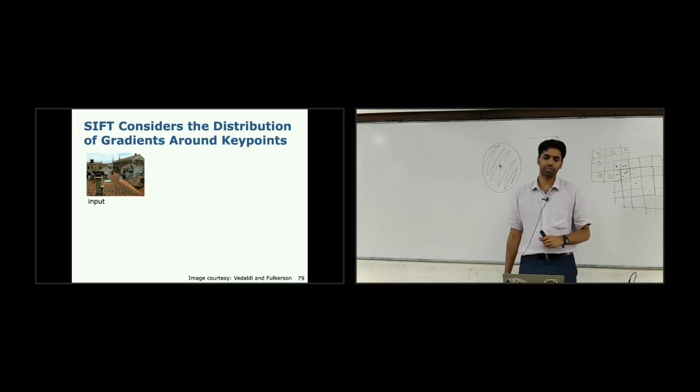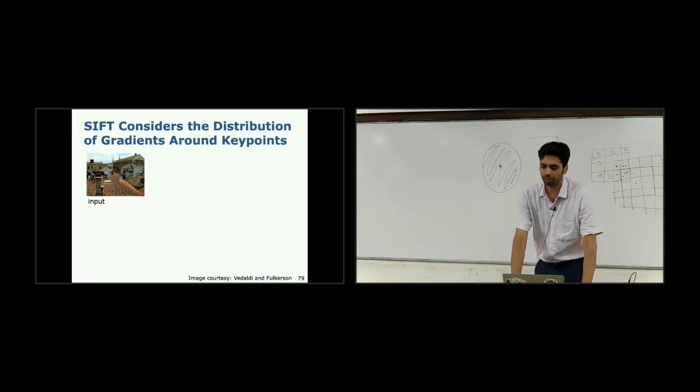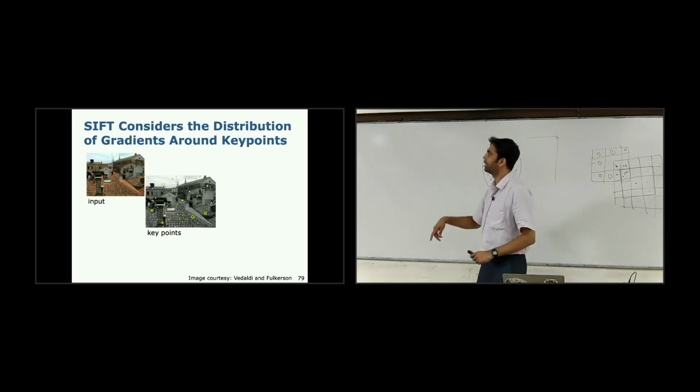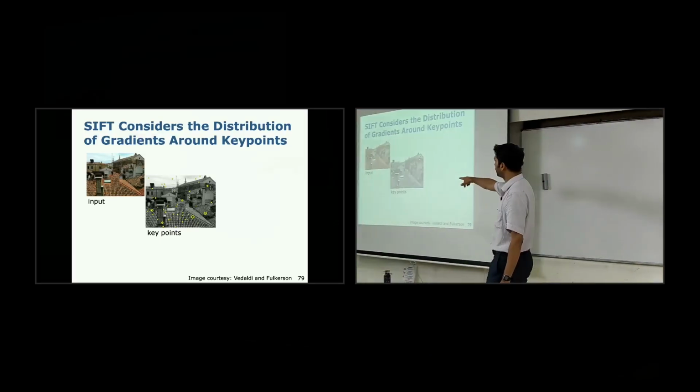So how does the SIFT computation work? You take your input image, convert it into grayscale, and then compute some keypoints. These keypoints are the yellow circles that you see here.